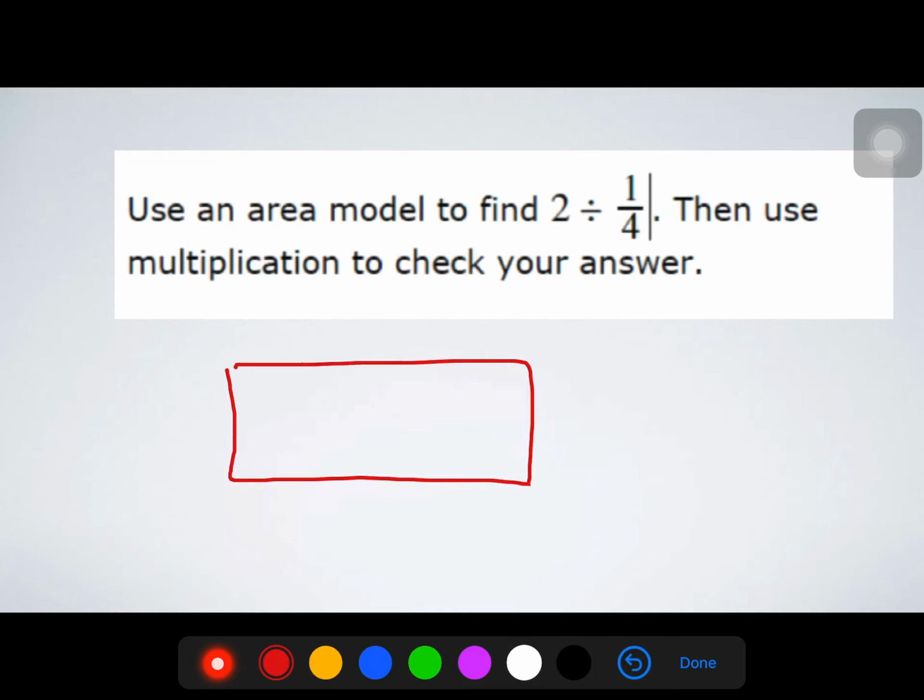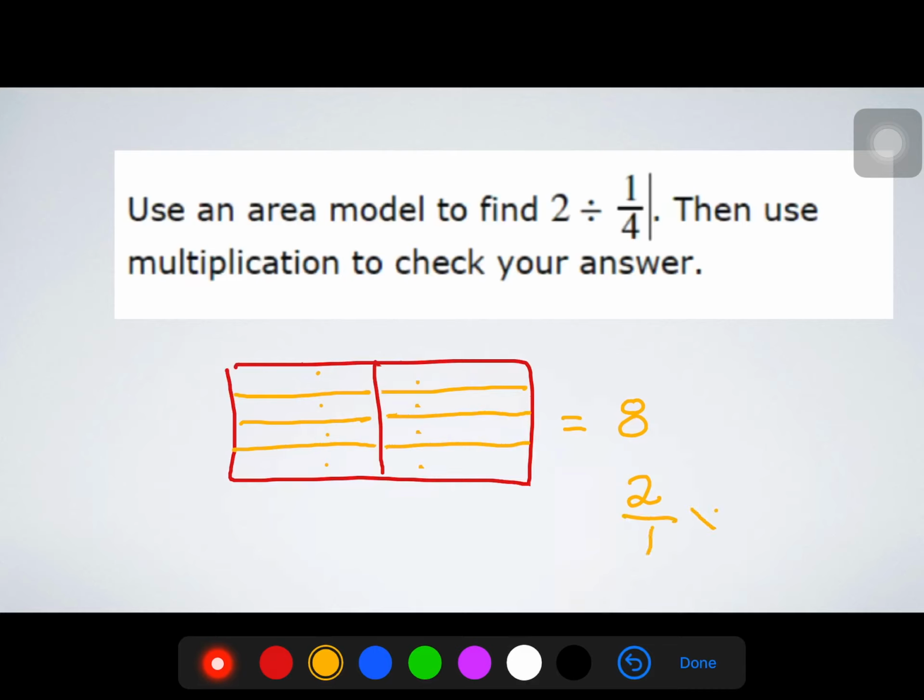You would take 2. Okay, I'm just gonna connect my 2 to make it easy. And each one of my 2 whole ones, I'm gonna divide into 4 parts. So then I have 1, 2, 3, 4, 5, 6, 7, 8. 2 being divided by 1/4 is 8. And how can I use multiplication to check it? Well, 2 times 4, the reciprocal of 1/4, is in fact 8.